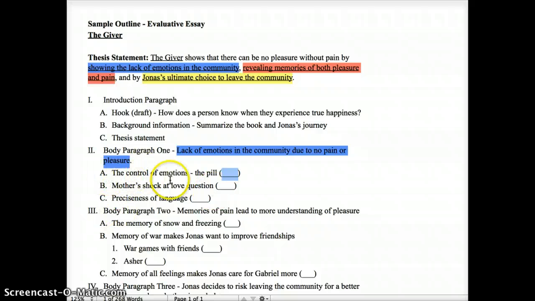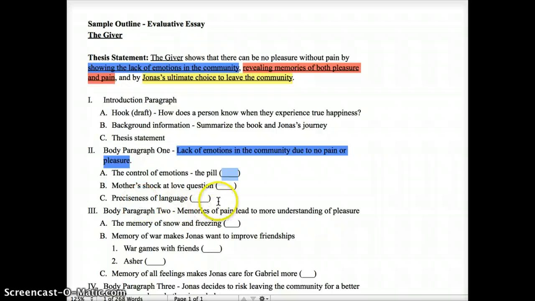So I have my 3 examples because we know in an advanced power paragraph we need at least 3 examples with an explanation. So I have the control of emotions with the pill, mother's shock at the love question. You guys remember that part when Jonas was like, "Do you love me?" And she was like, "Jonas, don't be so imprecise with your language." Okay, so that kind of showed that there was no emotions in the community and there was no pain or pleasure. That supports my thesis statement that we need pain to have pleasure.